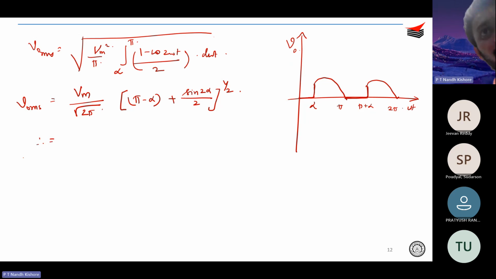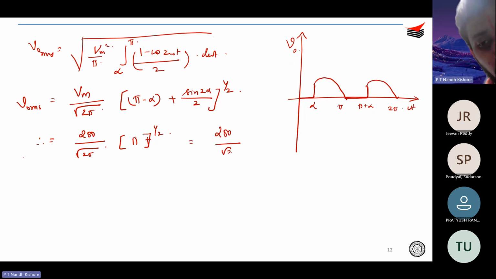So what is your V naught RMS in this case? Vm was given as 200 volts, so 200 over root 2 pi into root over pi minus alpha. So what is pi minus alpha? Alpha was 0 over here. So pi plus sine 2 alpha is again 0. Therefore, it's going to be something like this, correct? So it's going to be 200 over root 2 volts.